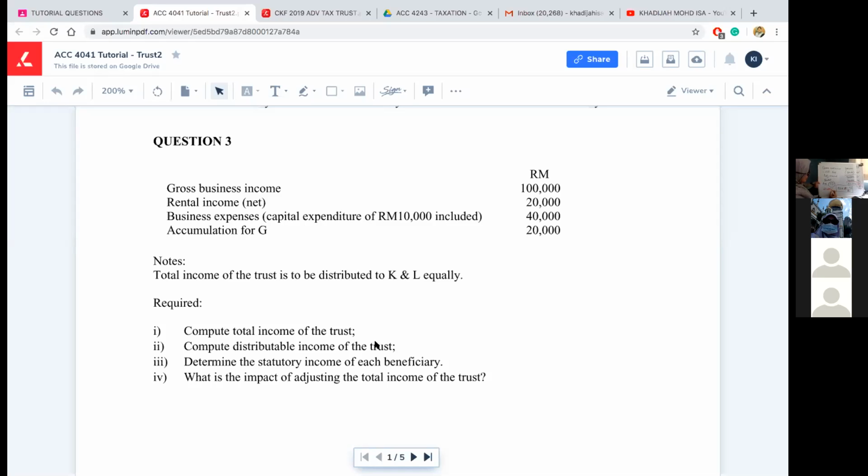Then this one you divide in half. So that would be your statutory income of the beneficiary. So far your total income remains the same, distributed income remains the same. It's just that the formula you have to change, because I don't know why I took 60 earlier. It should be distributed income minus 20. This is accumulation: 80 distributed income minus 20 over 80. Then you get 67,500.